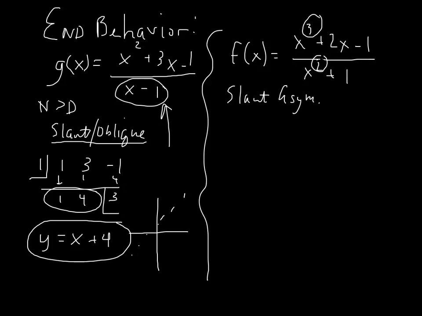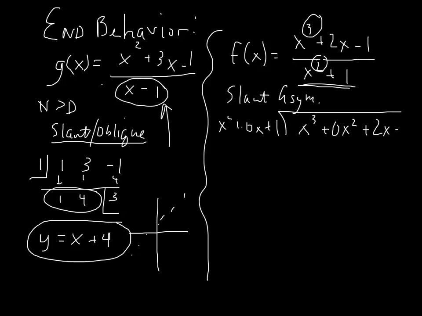And in this case, I showed a second example because in this case we don't have a linear divisor, so we have to do the dreaded polynomial long division. So we have x squared plus 0x. On this side we have x cubed plus 0x squared plus 2x minus 1.